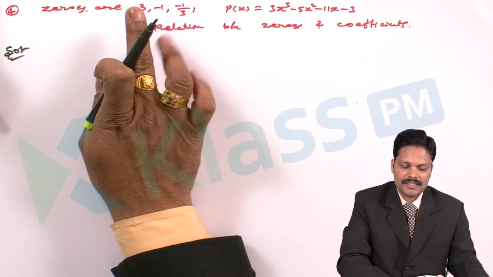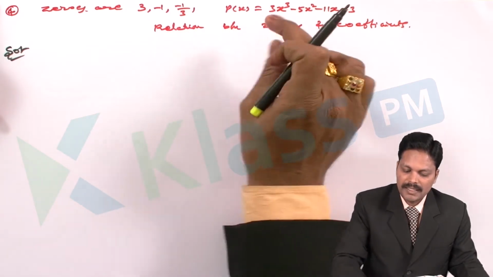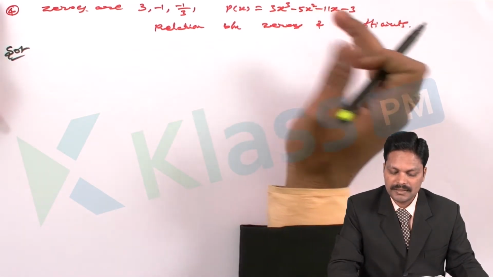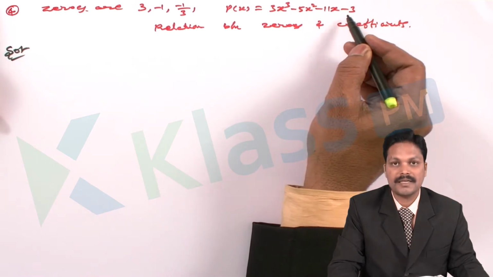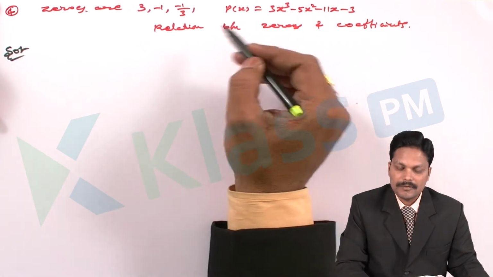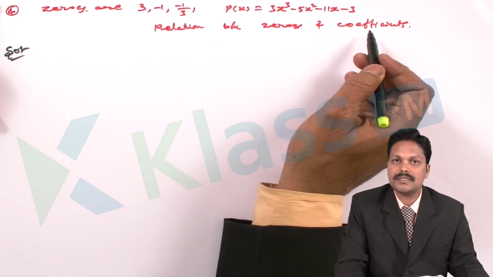Zeros of the cubic polynomial are given as 3, minus 1, minus 1 by 3, and the cubic polynomial is given as 3x cube minus 5x square minus 11x minus 3, and we need to verify the relation between the zeros and the coefficients.